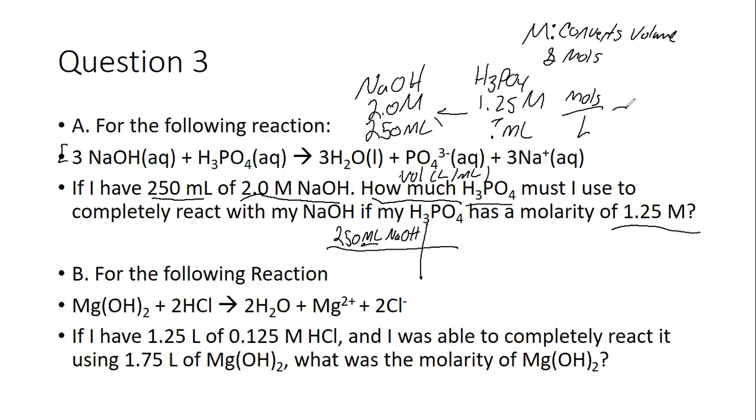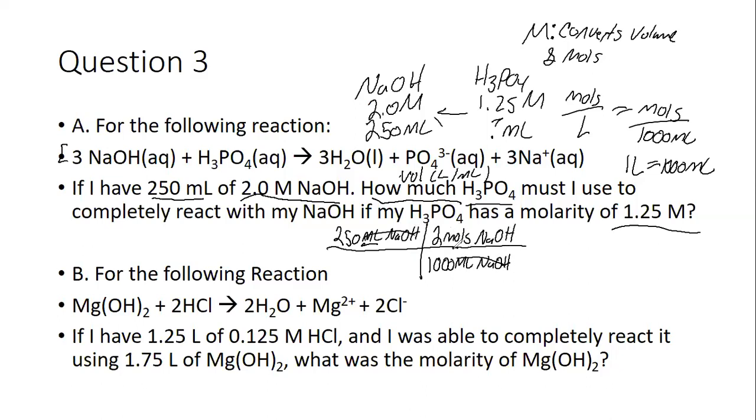So molarity can also be moles per 1,000 milliliters, because remember, 1 liter equals 1,000 milliliters. All right, so for every 1,000 milliliters of NaOH I have, that's 2 moles of NaOH. Milliliters of NaOH have canceled out. My units are now moles of NaOH. So when doing the train tracks, always be aware of what unit you are in. Knowing what unit you're in will make your life so much easier.